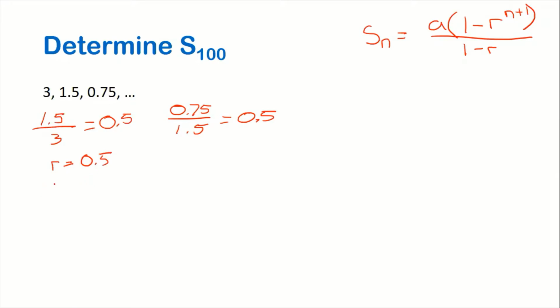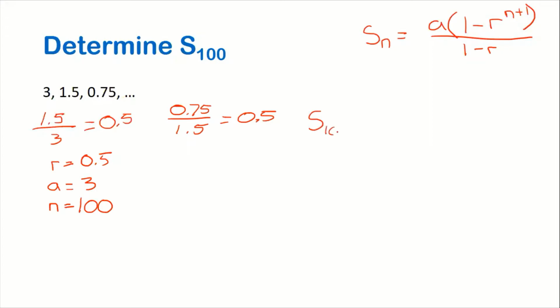Great. What is our first term? What is our a value? Well, that's 3. And it's asking for S sub 100. So it's asking for the sum up to the 100th term. So our n value is 100. Now for this one, you're not going to want to determine the 100 terms in the sequence and add them up manually. So you're going to want to revert to the formula. Simply put. So let's go ahead and do so.